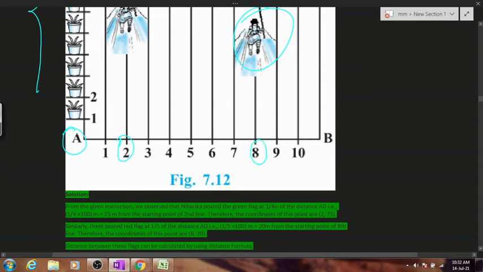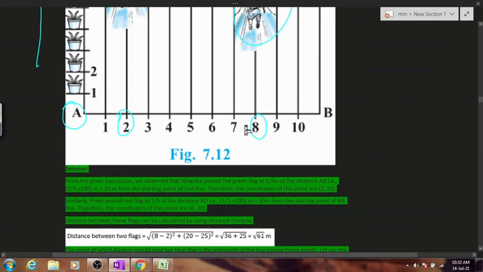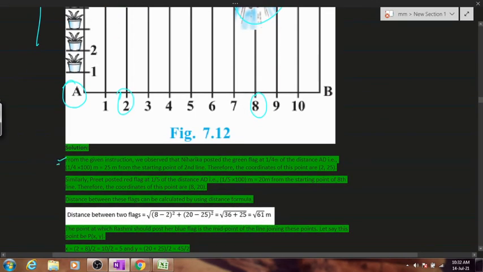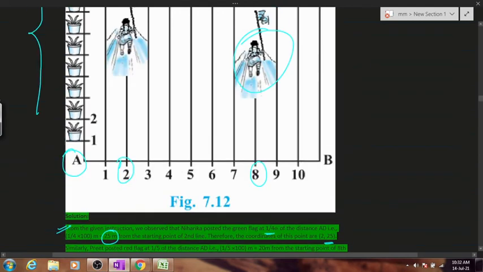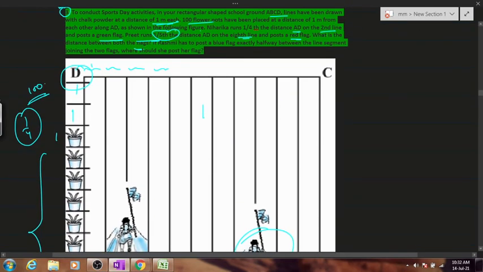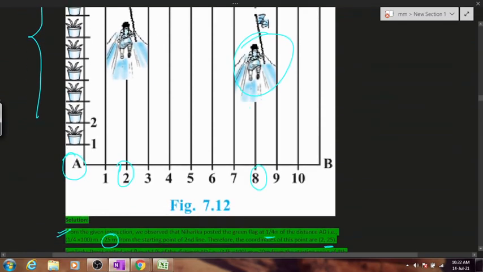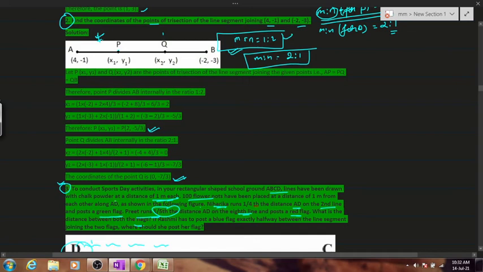What is the actual distance? Look very carefully out here. Given the instruction, 1/4 of the distance AD means 25 from the starting point. Yes or no? Therefore, that should be the coordinate for the first girl. What is the name of the first girl? Where is it? Niharika? Right? Sorry, Rashmi is the first girl, right? Who is the first girl? Niharika.